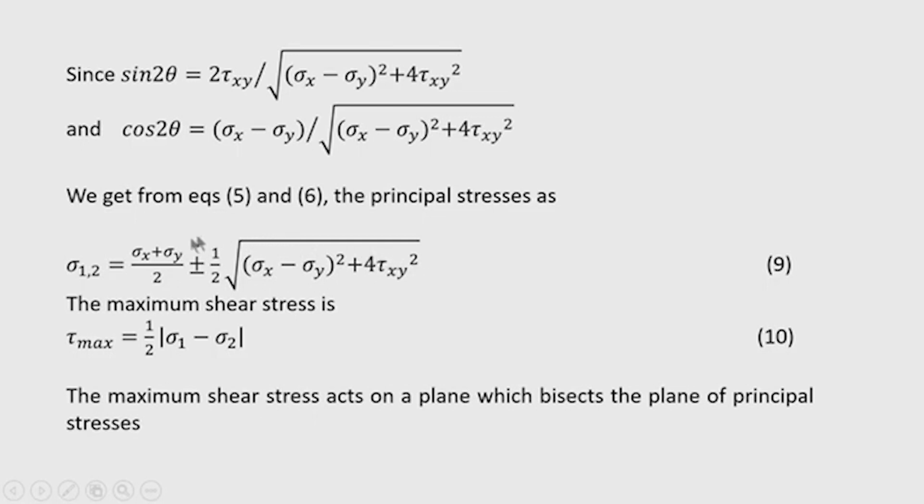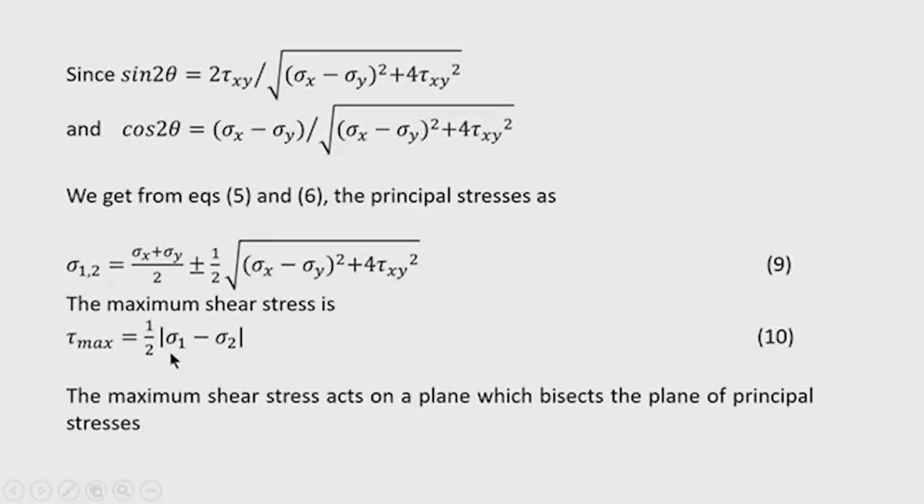One thing you can note here is that two values are obtained from this equation. One value will give the maximum stress and the other value will give the minimum stress. The maximum stress is called the major principal stress and the minimum stress is called the minor principal stress. The absolute value of maximum shear stress is found as tau max equal to half mod, this is absolute value, of the difference sigma 1 minus sigma 2.